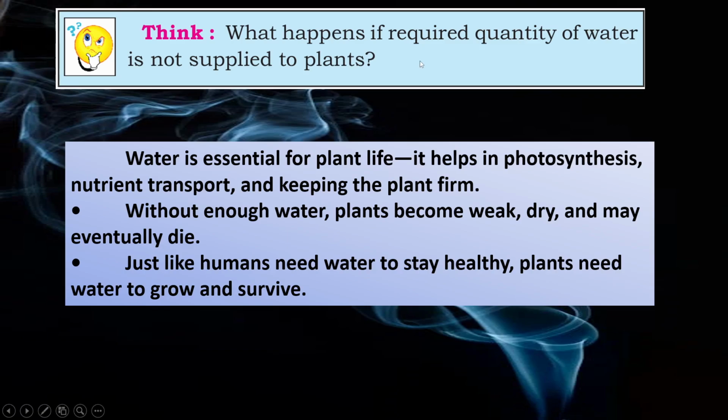Think. What happens if the required quantity of water is not supplied to plants? Water is essential for plant life. It helps in photosynthesis, nutrient transport, and keeping the plant firm. Without enough water, plants become weak, dry, and may eventually die. Just like humans need water to stay healthy, plants need water to grow and survive.